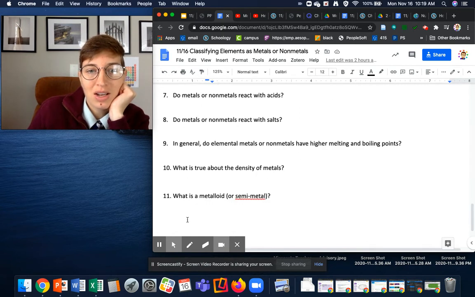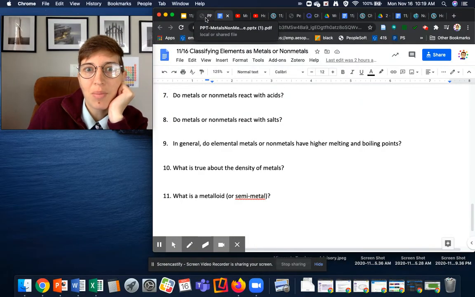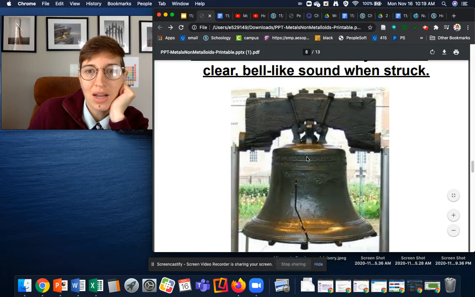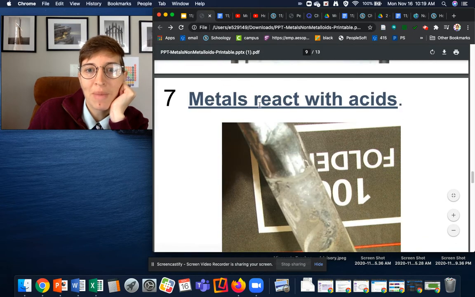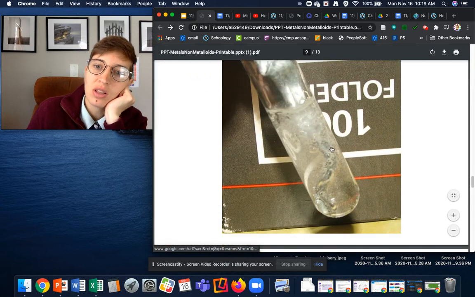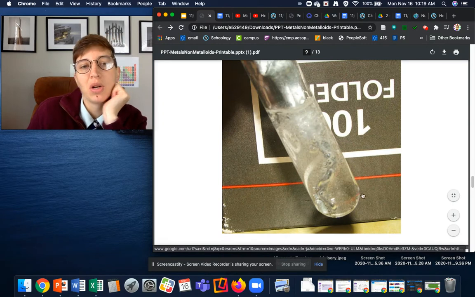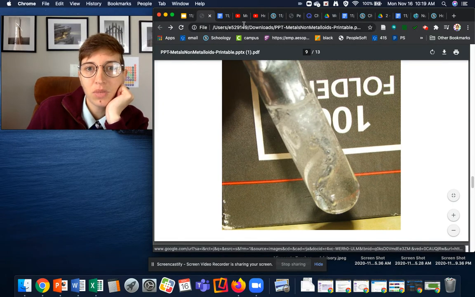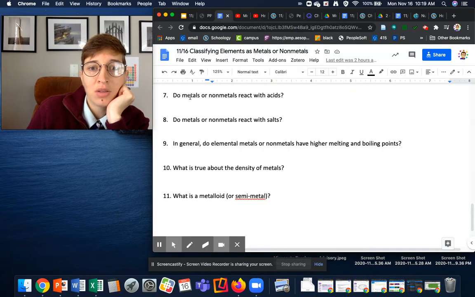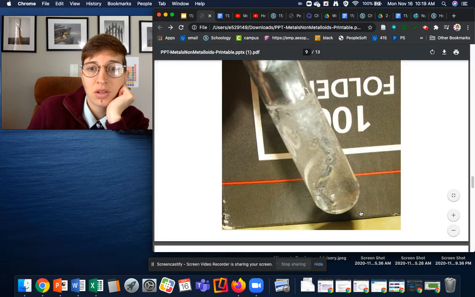Okay, 7 through 11, we're just going to go through on the PowerPoint. We don't have demos, unfortunately. We have some pictures. If we were in the lab, we would be doing all these things. Okay, 7, do metals or nonmetals react with acids? Okay, so it says right here, metals react with acids. In this test tube, we've got a liquid acid, and there's a piece of metal in there. You see some bubbles. That means we've formed a gas. It is reacting. So number 7, metals react with acids.